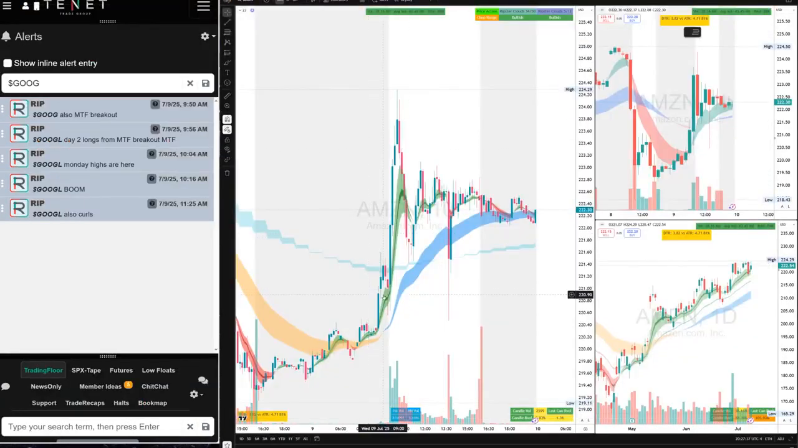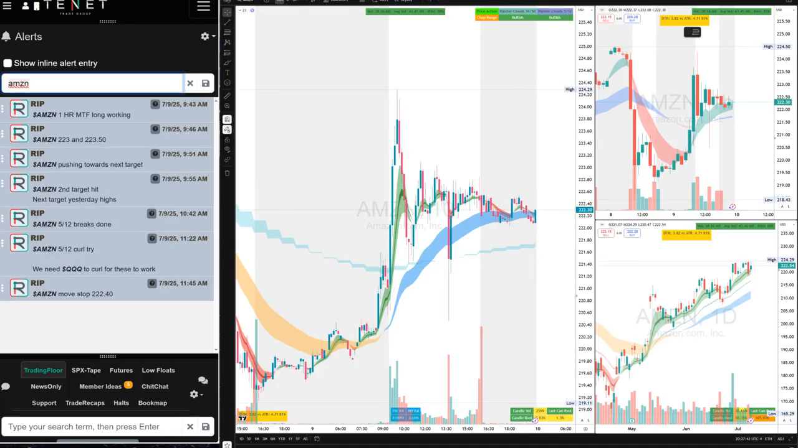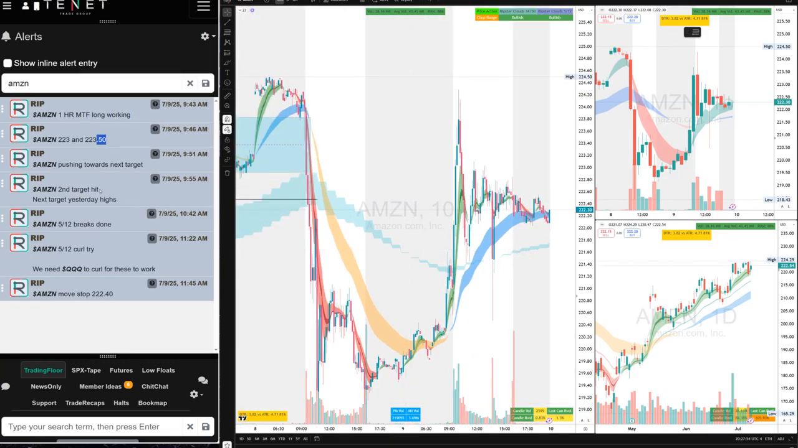So what happened? Right away, Amazon was an MTF long. I gave the MTF long, and it started to work right away. The targets I gave were 223, 223.50, and we hit those targets as well. Then the next target I gave was yesterday's highs, and that target also hit by 10:10. I gave the target 955. So do you see this?